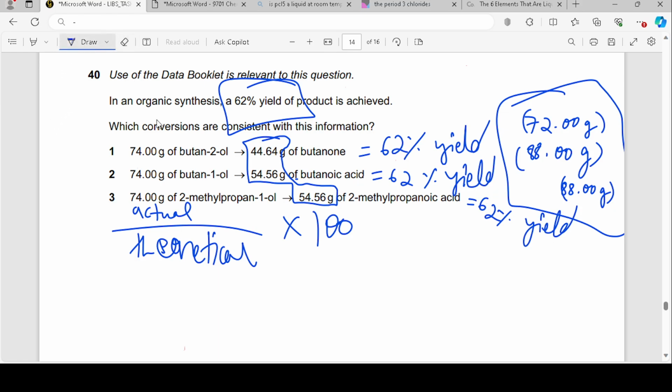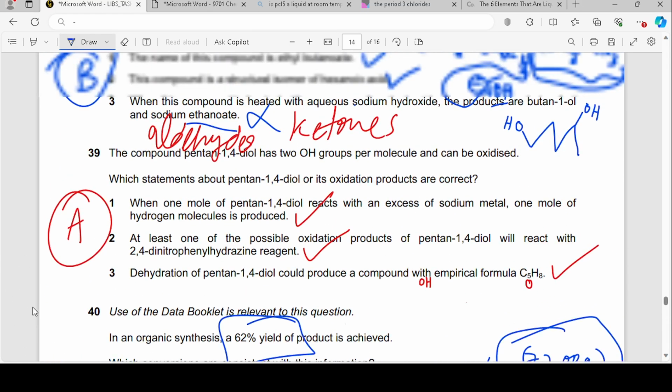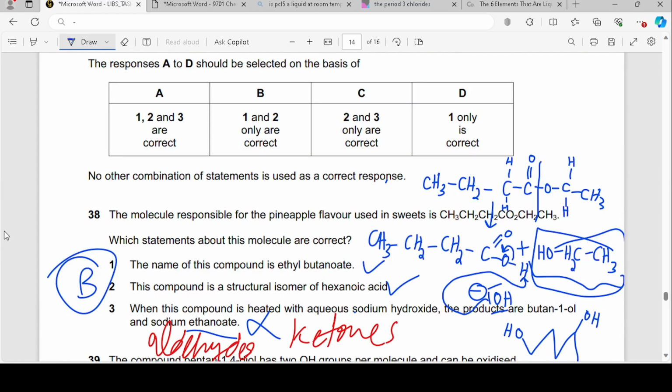So which conversions are consistent with this information? It's 1, 2, as well as 3. And so my answer is going to be A, because 1, 2, and 3 are all right, okay?